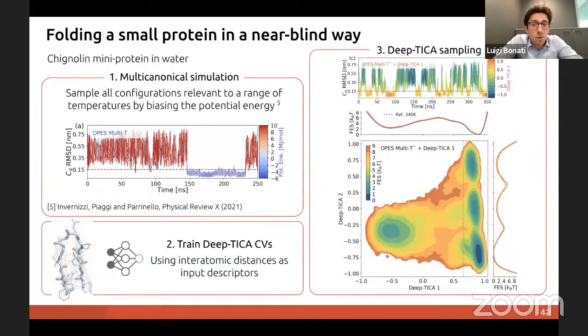And here you see in the right panel, first of all, the time evolution of the root mean square deviation, from which we see that in the same amount of time we see many more transitions, and this allows us to estimate the free energy with great accuracy and also to characterize it.